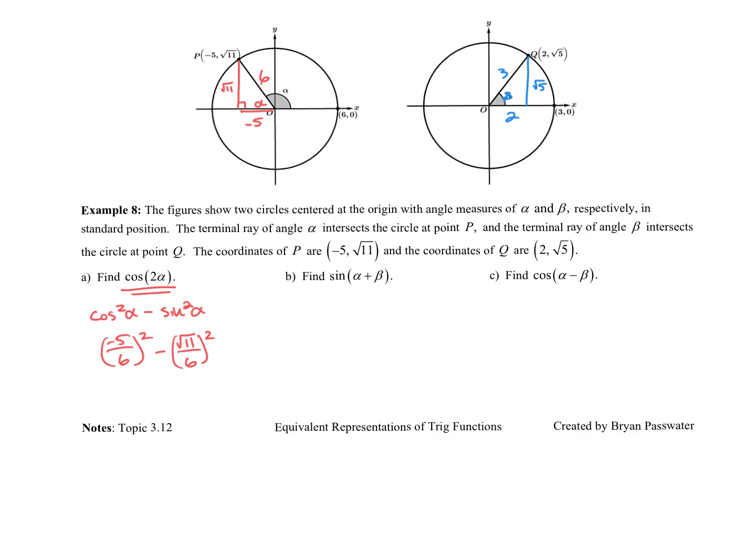All right. And so what is -5/6 squared? It's not negative anymore. It's going to be positive 25 over 36. And then minus, what is square root 11 over 6 squared? 11 over 36. And so then I do a little bit of math. 25 minus 11 is 14 over 36. In pre-calc, we need to simplify. And so now we'd end up with what? 7 over 18. Now let's look at this next one.